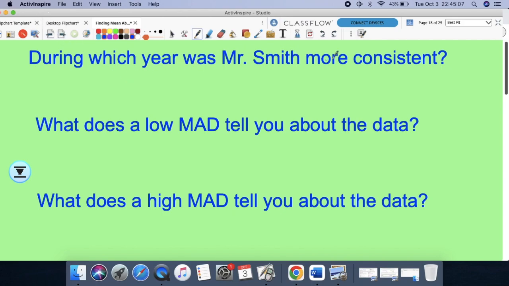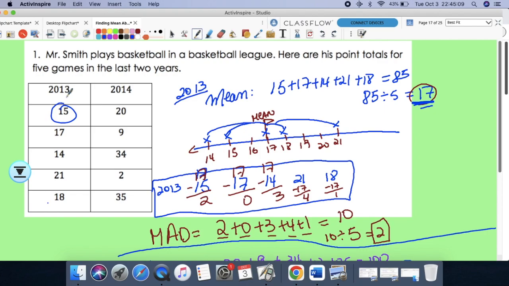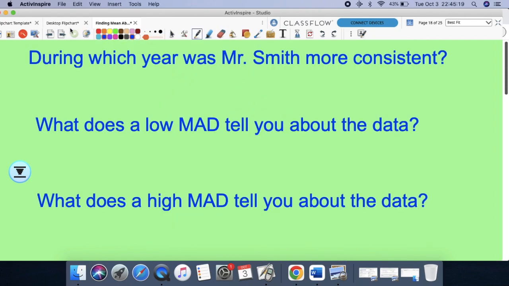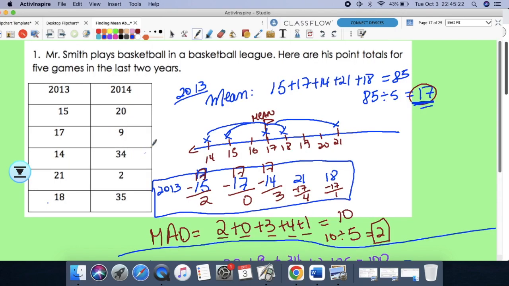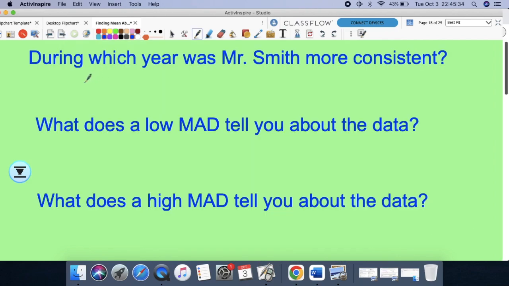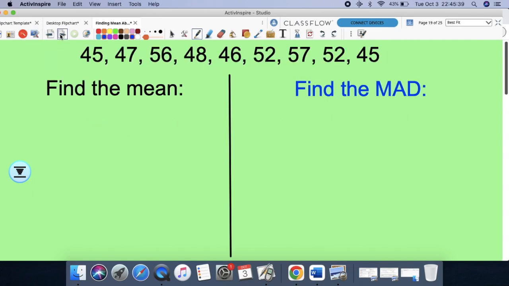During which year was Mr. Smith more consistent? Well, he was more consistent in 2013, right? The numbers are closer to each other. What does a low MAD tell you about the data? A low MAD tells you that there was less variety in the data, like the spread was smaller. And a high MAD tells you that the numbers were further away from the mean. Okay, so again, we'll do a couple more.